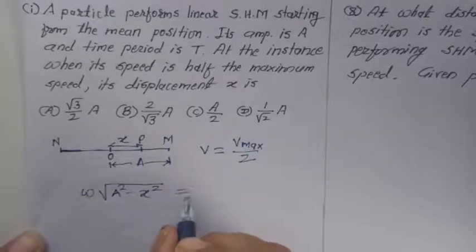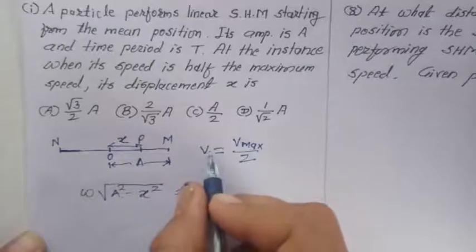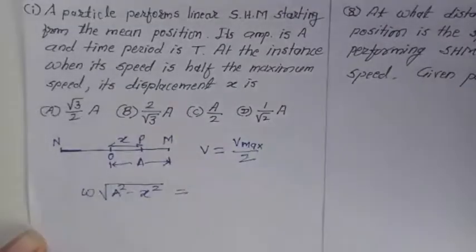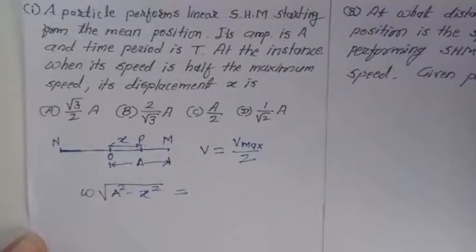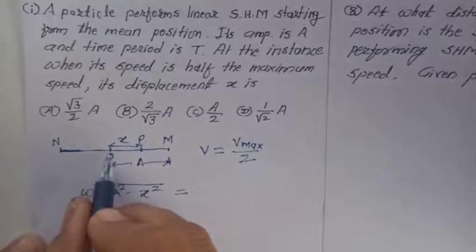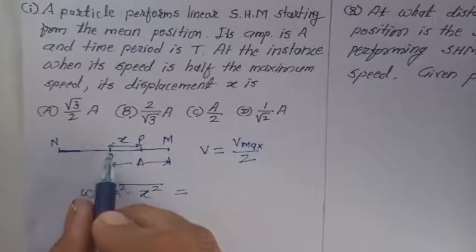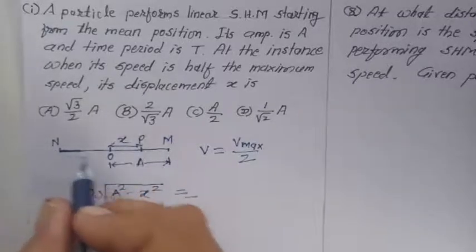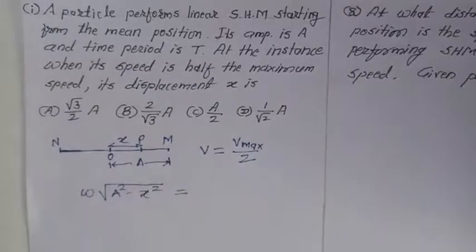Now we put this value here at the place of v. And what is the value of Vmax? That is the maximum velocity. The maximum velocity is at the mean position. Yes, velocity is maximum at the mean position and minimum at the extreme position. That is, it becomes 0 at the extreme position.